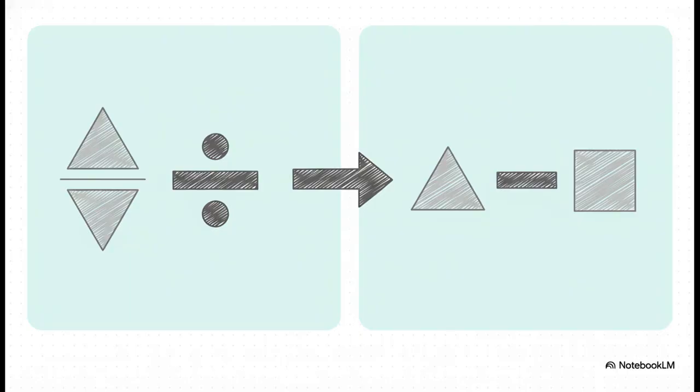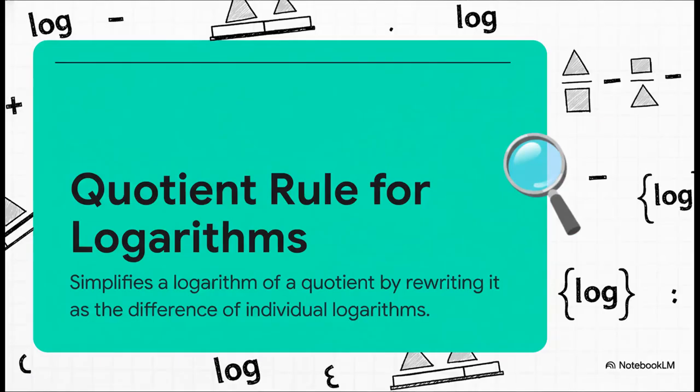Okay, on to rule number 2. Just like division with exponents led to subtraction, we see the exact same pattern here. The log of a quotient, a fraction, becomes the log of the top minus the log of the bottom. Division inside becomes subtraction outside. It's a perfect parallel. And here's the official definition, just so we have it down. The quotient rule helps you simplify the logarithm of a fraction by rewriting it as the difference of two individual logarithms. And just like the product rule, it's all about breaking down tough problems into easier pieces.